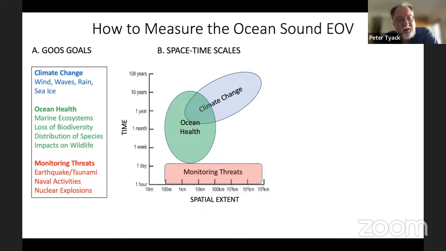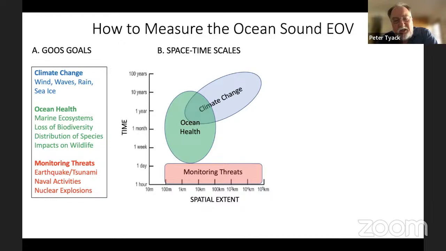And naval activities and nuclear explosions are monitored globally using sound. For the climate change applications, we're interested in very large spatial and time scales, centuries and globally. For ocean health, it's sort of ecosystem based. It's typically days to a decade over a couple kilometers. And for monitoring threats, you typically want real-time feedback.